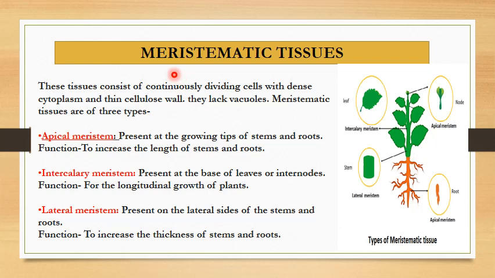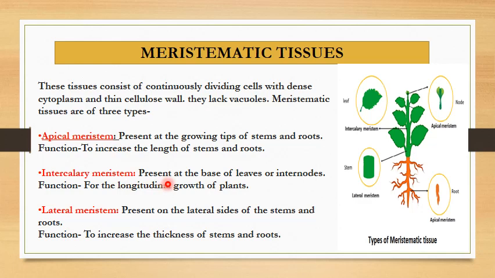Meristematic tissues. These tissues consist of continuously dividing cells with dense cytoplasm and thin cellulose walls. They lack vacuoles. Meristematic tissues are of three types. Apical meristem, present at the growing tips of stems and roots. Function: to increase the length of stems and roots.